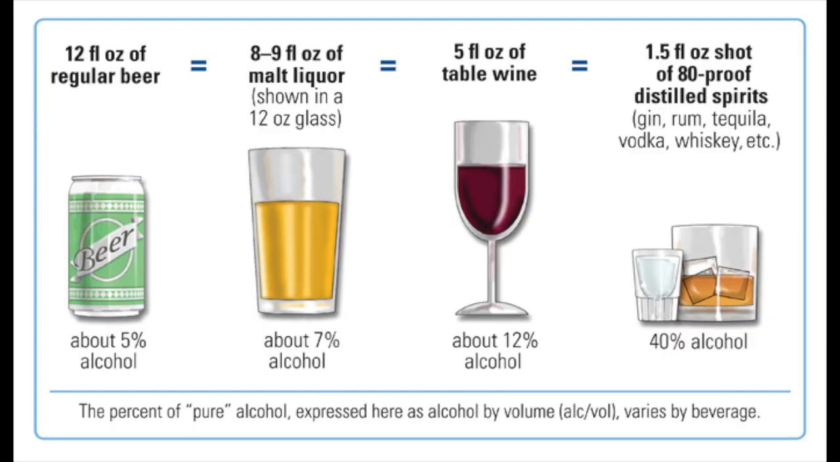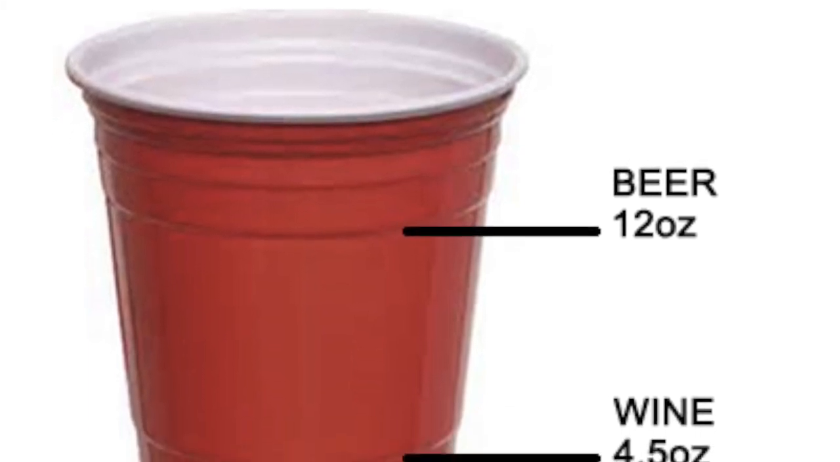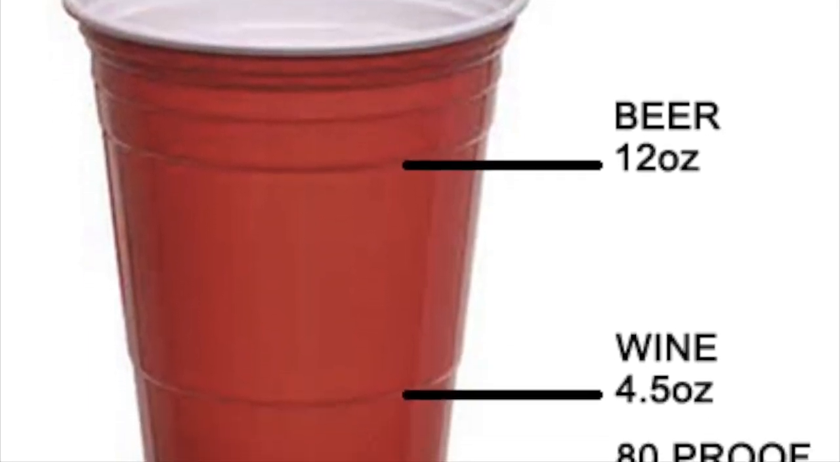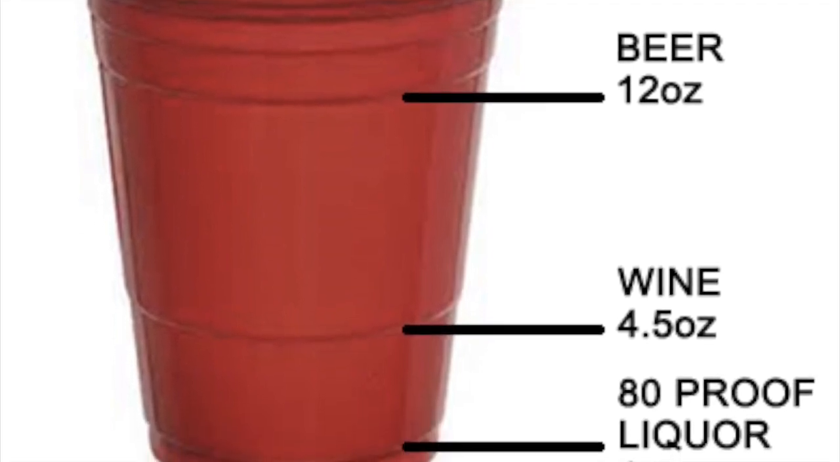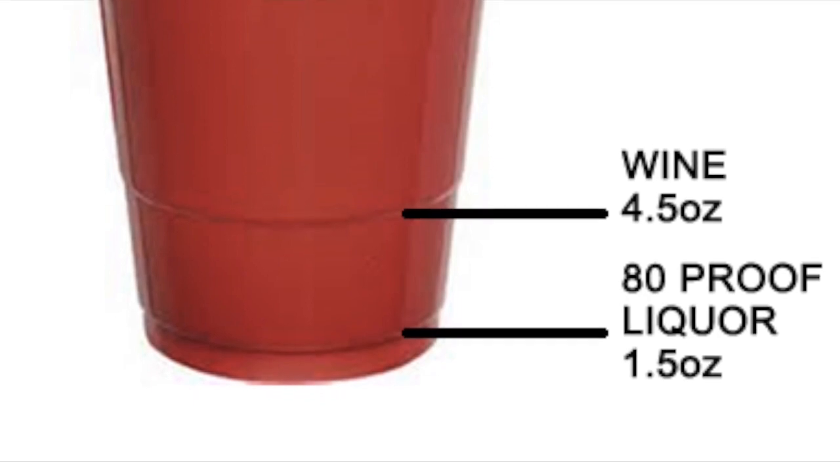Many fraternities engage in different types of drinking games. While playing these various games, a standard drink is often grossly overestimated. A standard drink is defined as 12 fluid ounces of regular beer, 8 to 9 fluid ounces of malt liquor, 5 fluid ounces of table wine, or 1.5 fluid ounces of 80 proof liquor. If drinking out of a solo cup, it is wise to use the lines on the cup as measurement guidelines in order to pour a standard drink. The solo cup has a beer line, a wine line, and a liquor line. Pour at or below the specified lines to stay safe and in control.